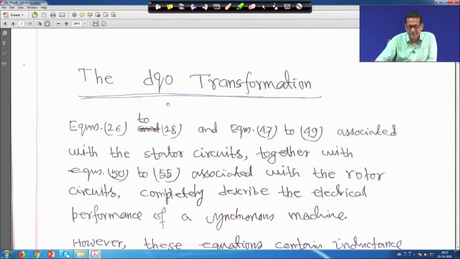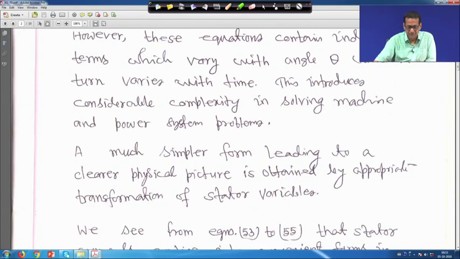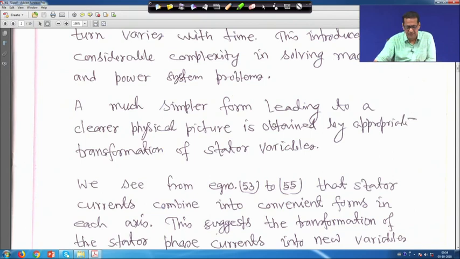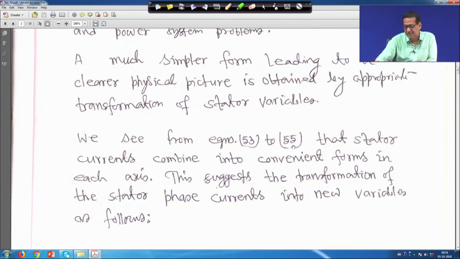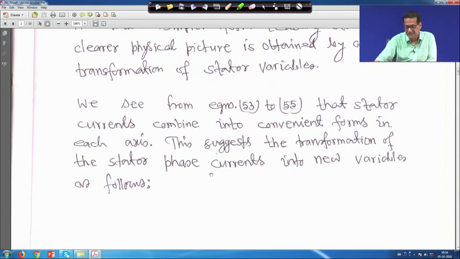One thing is there, the physical significance of this dq0 transformation. After doing this, an elaborate explanation will be given, right. So, a much simpler form is that one. Now we see that combining equations 53 to 55, the stator currents combine into convenient forms in each axis. This suggests the transformation of the stator phase currents into new variables as follows, right. So, we are going for the dq0, that is direct axis, quadrature axis and stationary axis, transformation.